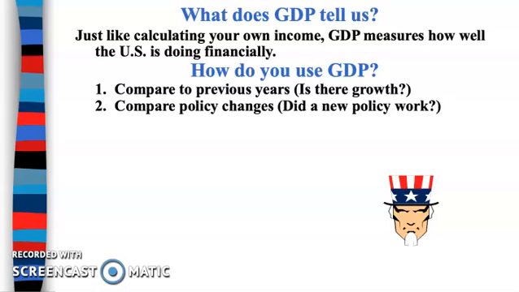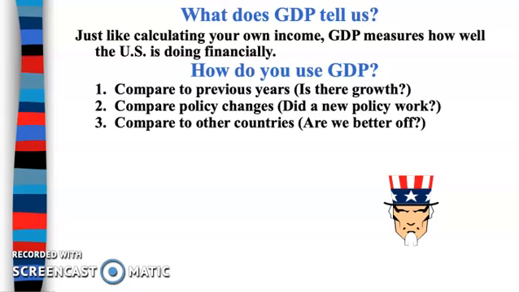I could also ask myself, did a certain policy work? If, for instance, there was a government policy to, let's say, cut taxes under President Trump, did GDP increase? Well, if it increased, it might suggest that that new policy worked. If it decreased, or didn't improve, it might suggest that the policy didn't work. Finally, we can also compare one country to another who has more GDP. Typically, if you have more GDP, that means you're probably better off than other countries.